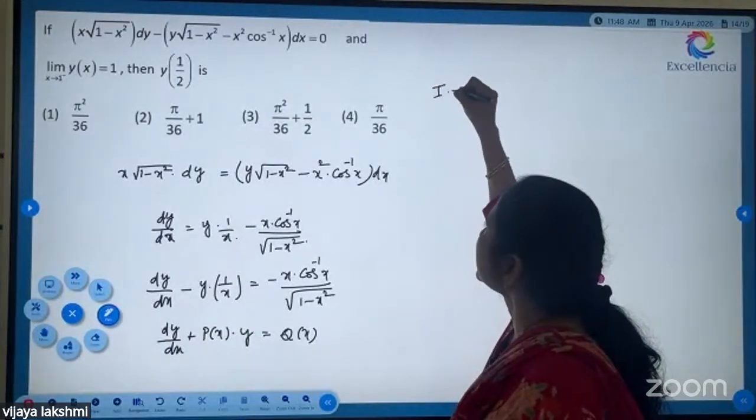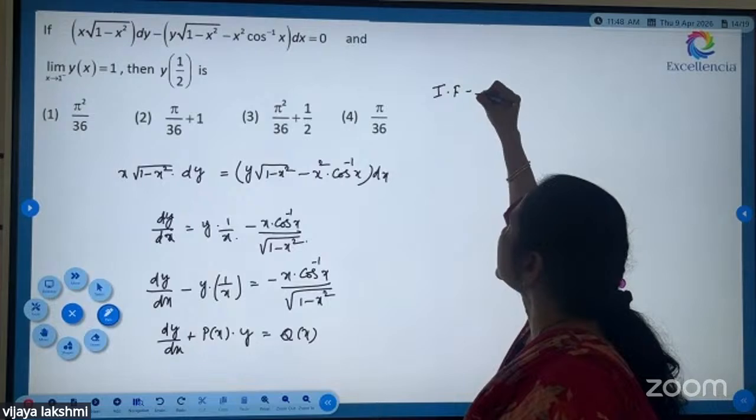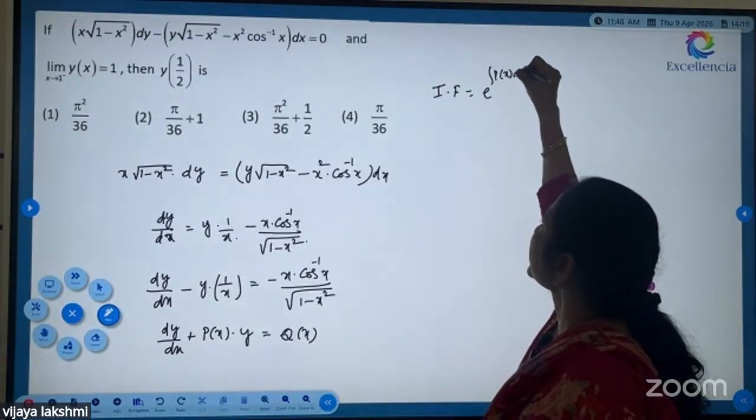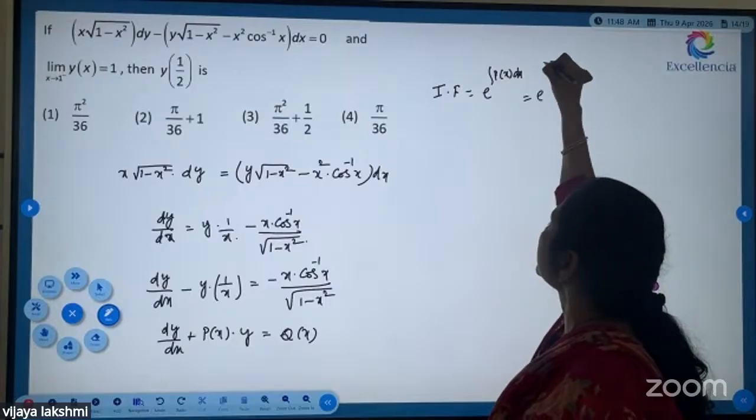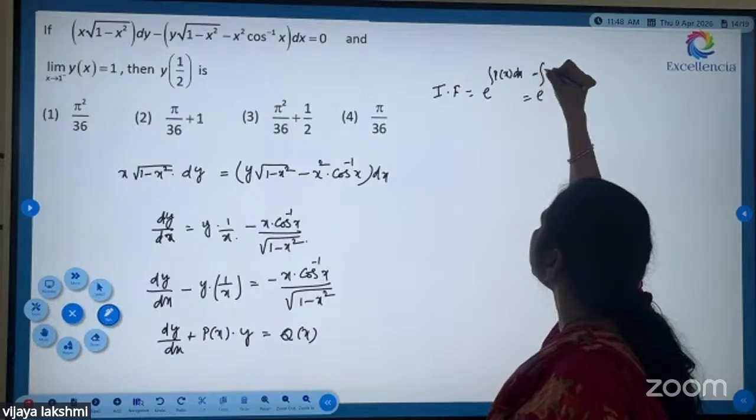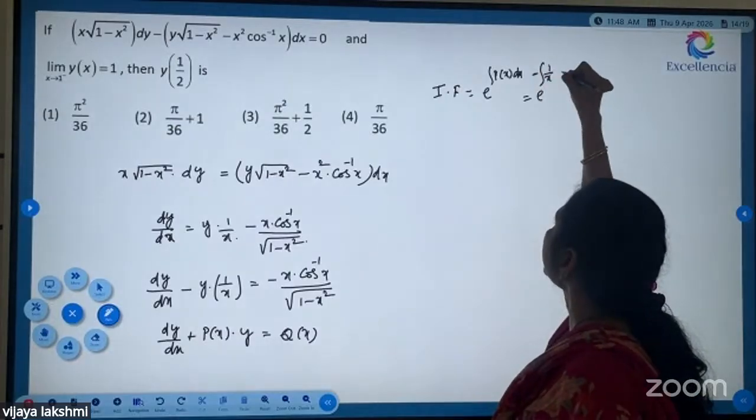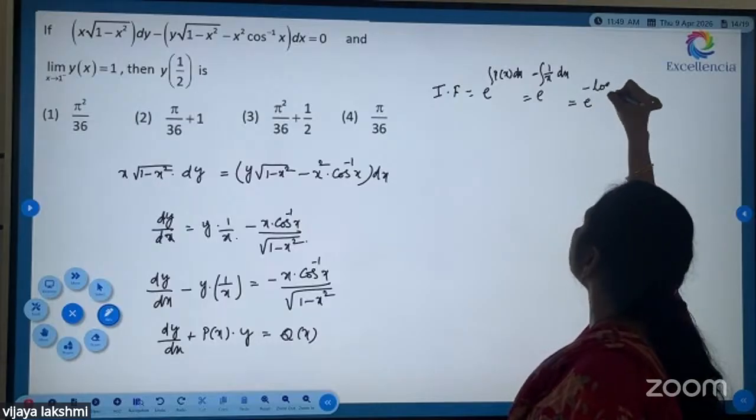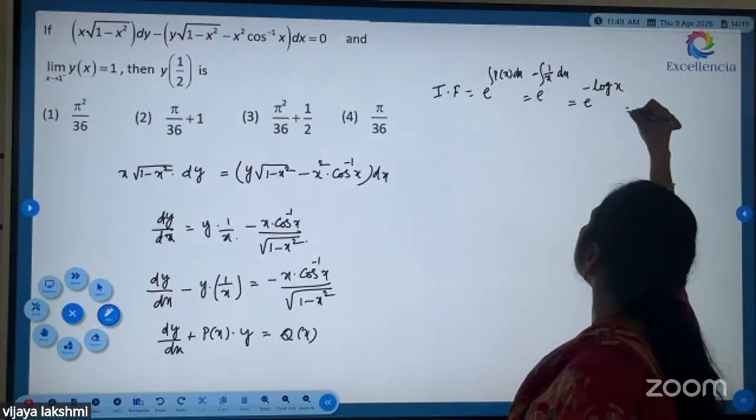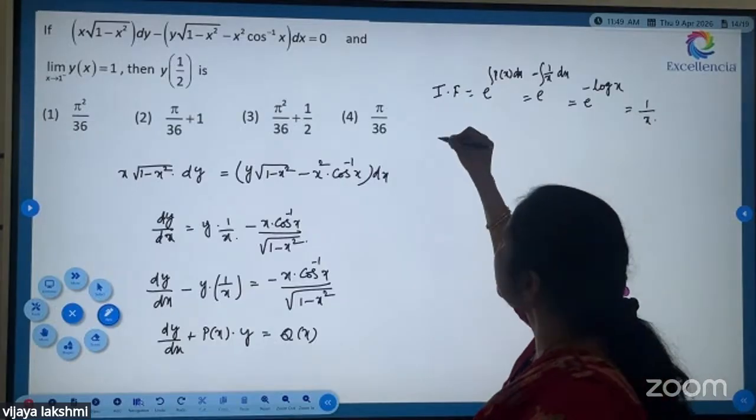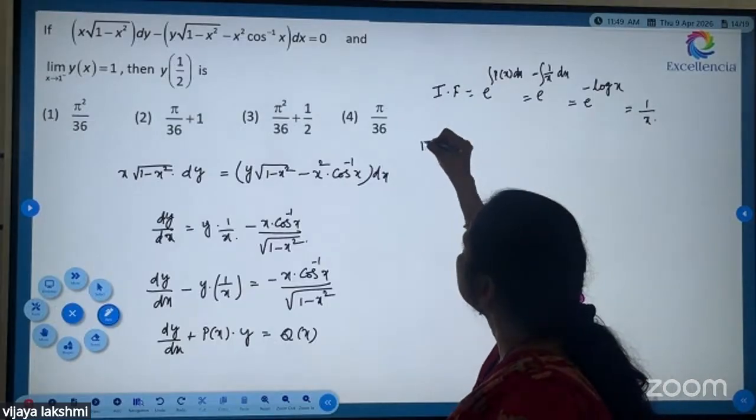What is the integrating factor? e to the power integral p of x. If you take p of x as given, what do you have? Minus 1 by x, so it is e power minus log x, which is log x to the power minus 1, that is 1 by x. Okay, now we'll create the differential equation solution.